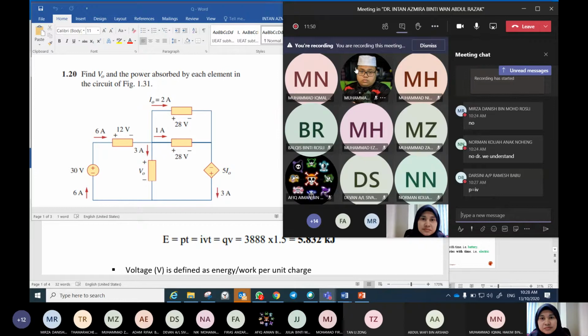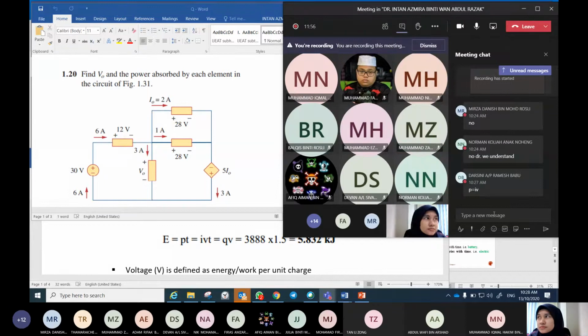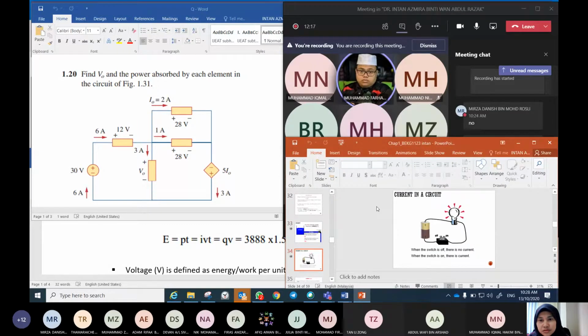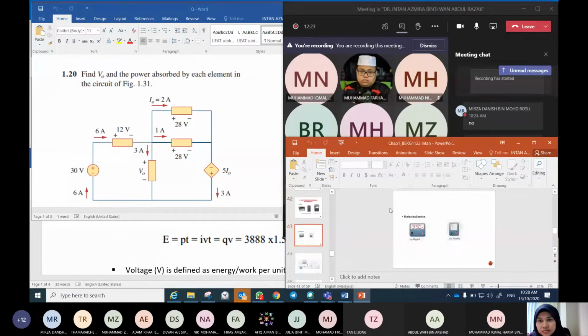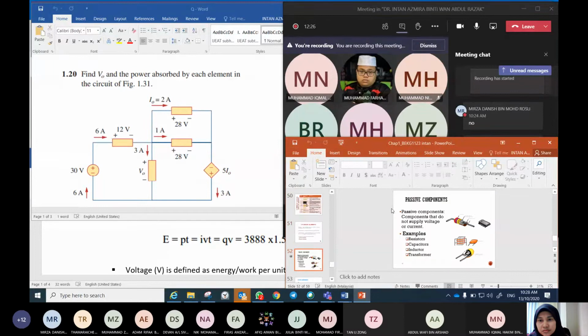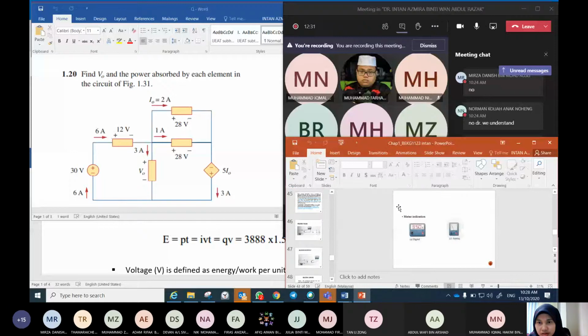Farhan, P equal to? Are you with me? Yes, Doctor. Okay, type here. P equal to, we have three formulas of power. Is it in our notes? Or you can search. You can Google.